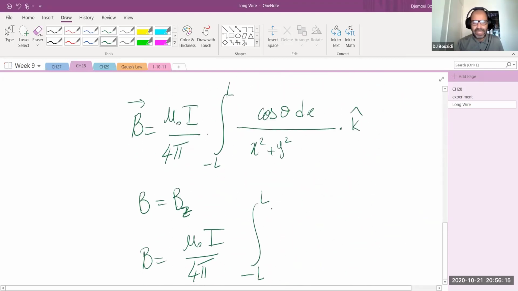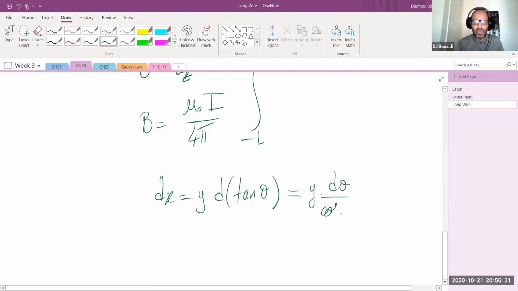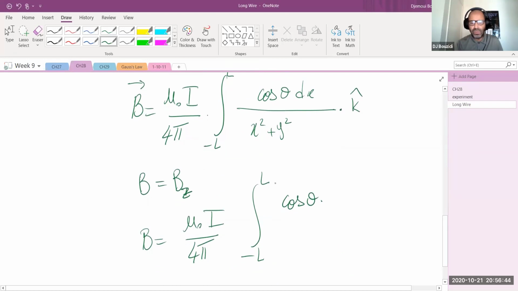So I'm going to leave the cosine theta, but I need to find dx in terms of this new variable. dx is equal to y d of tangent theta, which is equal to y d theta divided by cosine squared of theta. So I'm going to leave the cosine theta in the numerator times dx, and dx is again y d theta over cosine squared of theta.